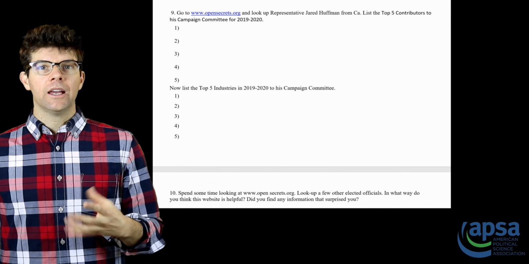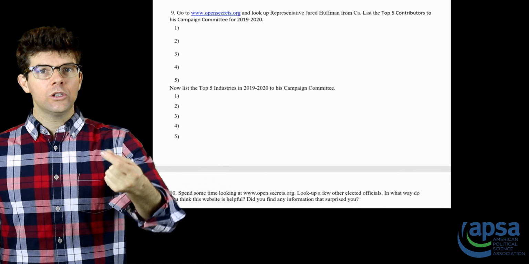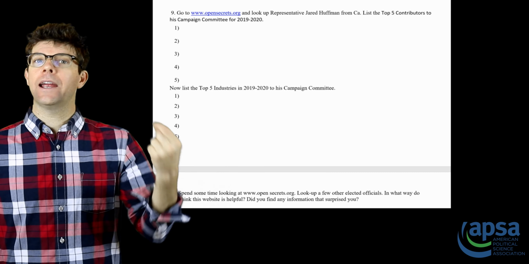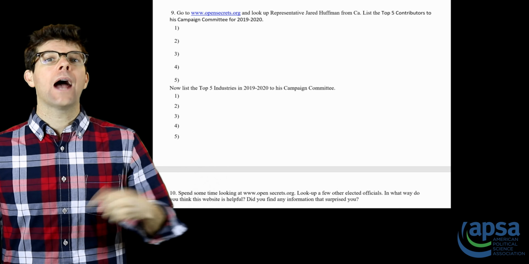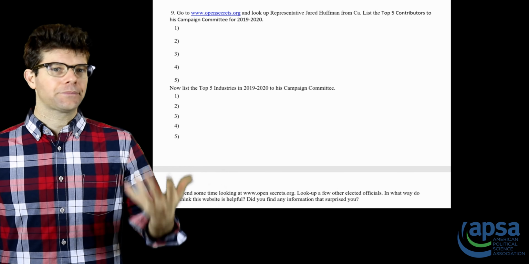Or even sometimes, here's this graph in the textbook that talks about how much funding is happening in campaigns. Go to the Open Secrets website and see what this campaign cycle does and how it compares to the graph in the textbook. How would you update the graph on page 183?